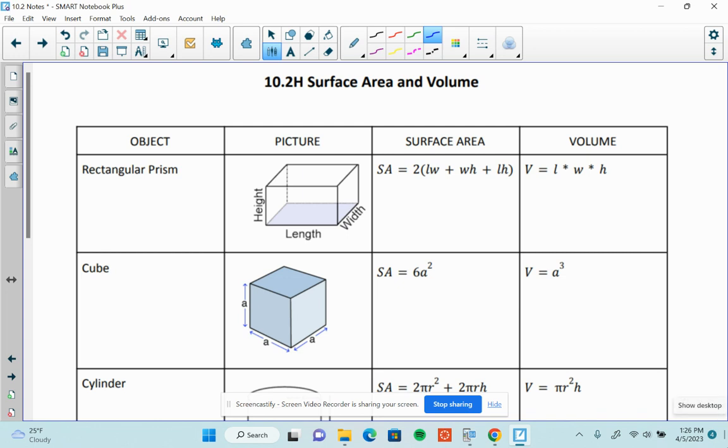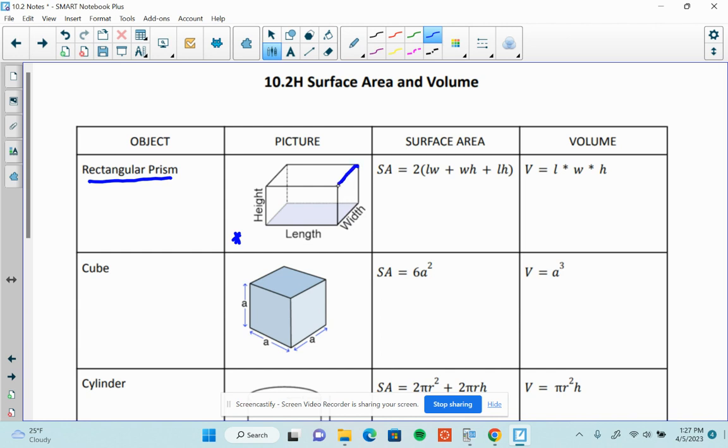Welcome. We are going to talk in this video about surface area and volume of some fairly basic three-dimensional objects. The first one we're going to look at is a rectangular prism. And that rectangular prism, here's a picture of one, is just a box. We're going to assume that it has 6 faces.